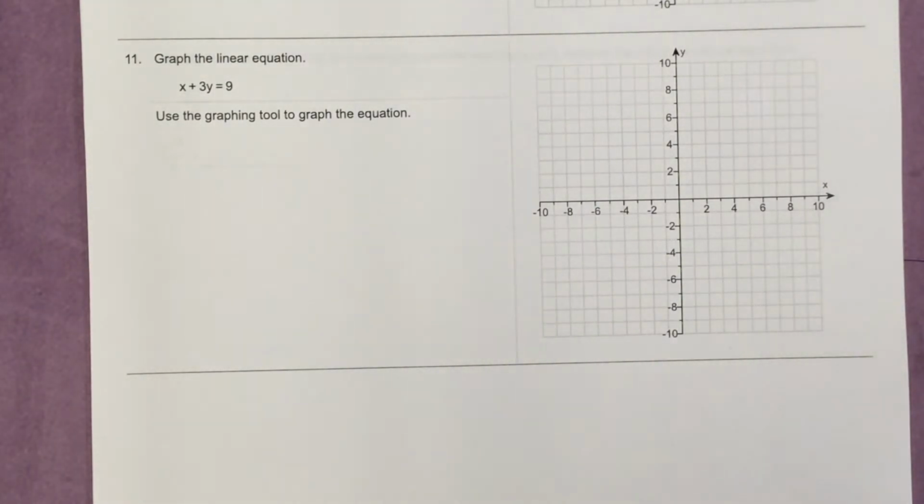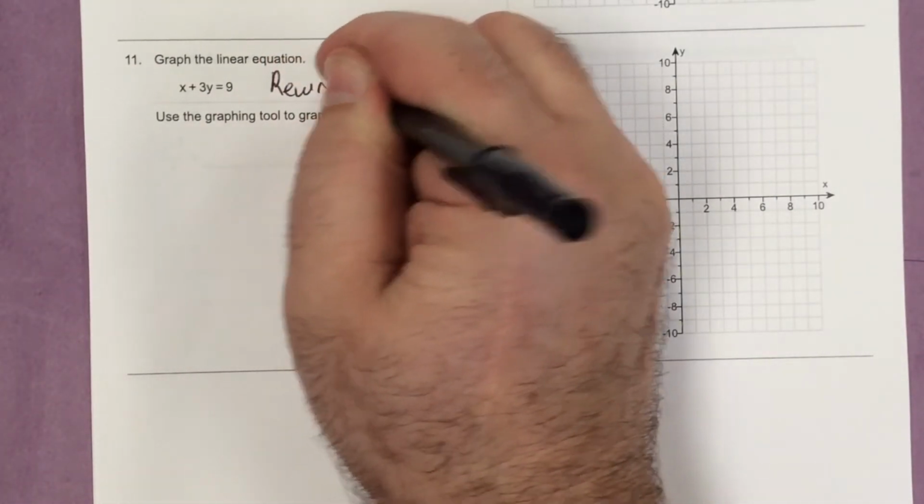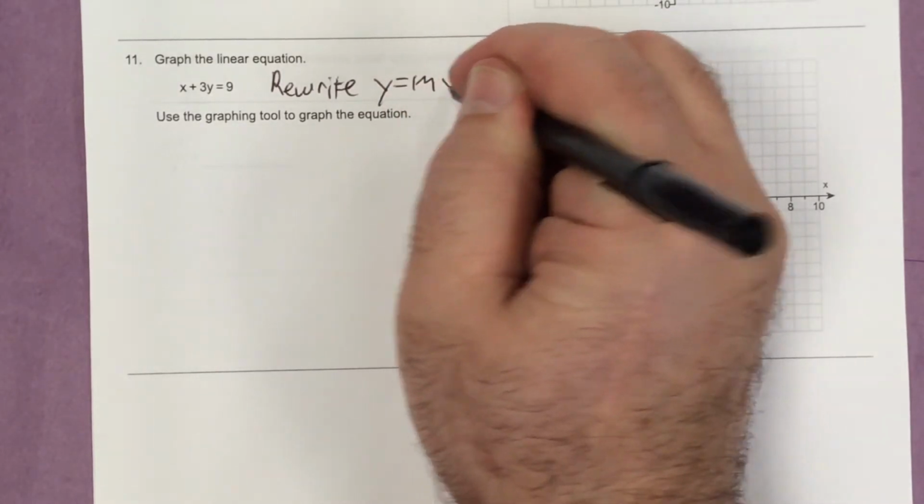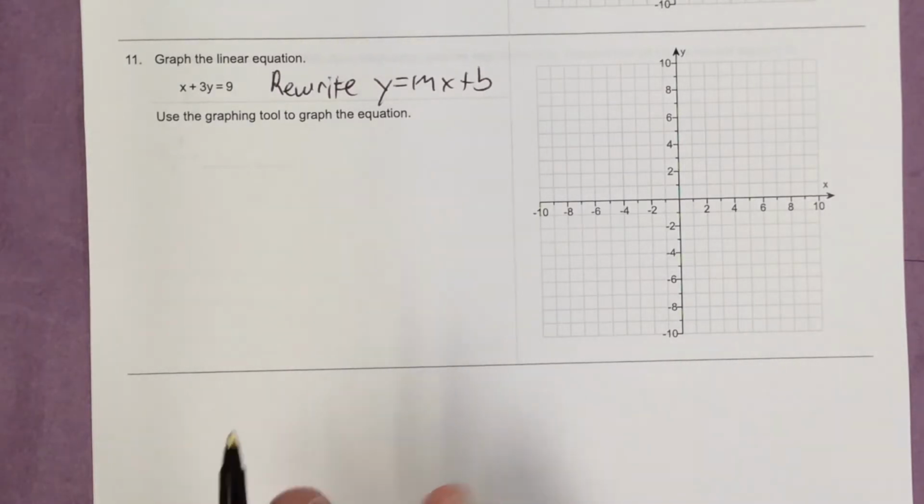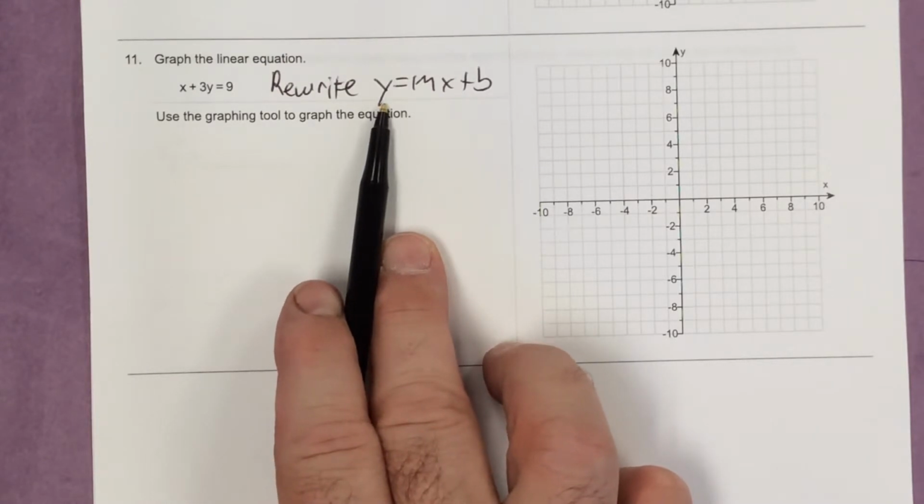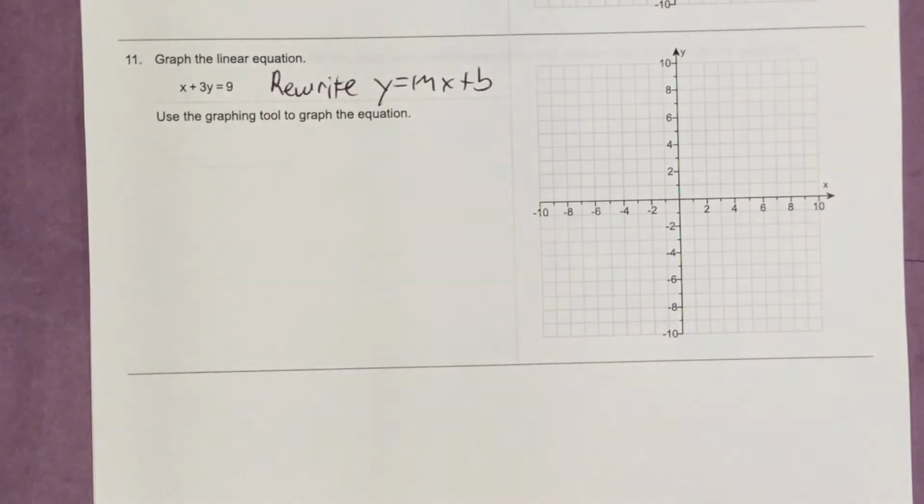To do this one, what we need to do is we're going to rewrite it so it looks like y equals mx plus b. Now, this is not the only way to do this, but this is something that you should be comfortable with doing, which means we want to get the y by itself. In the last chapter, when we were getting variables by themselves, this is an application of where that is going to be very useful.